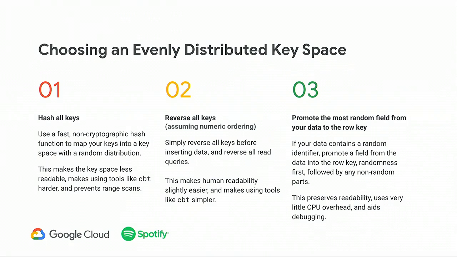So if you have some sort of a random identifier, let's say maybe it's an item ID or a UUID or something like that, and if that's consistent in your data and it's random but it's deterministic, try to put that into your row key, thus distributing that data randomly across your cluster, but still giving you some business logic you can do on top of that. This preserves readability, uses very little CPU overhead, aids debugging, and allows you to do range scans if those keys are consistent.